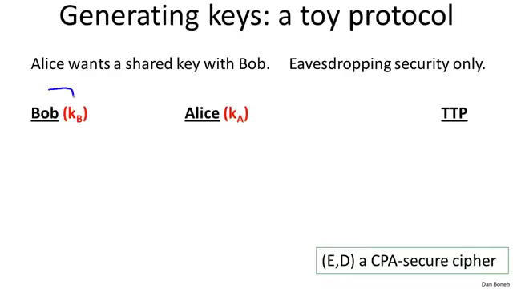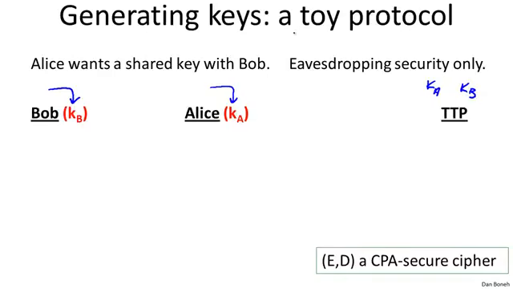As usual, Bob has his key KB, which is shared with a trusted third party. Alice here has her secret key KA, which is also shared with a trusted third party. So here the trusted third party has both KA and KB. And the question is, how do they generate a shared key that they both agree on, but the attacker would have no idea what this shared key is?